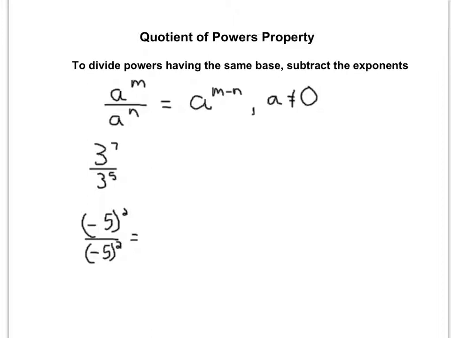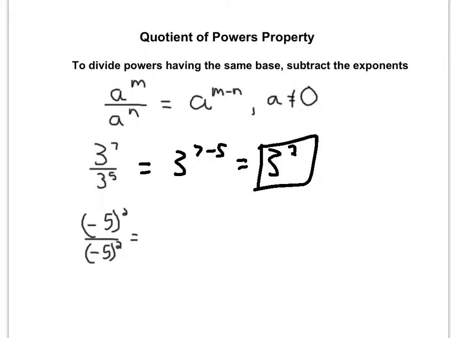Alright, so in this case, we've got 3 to the 7th divided by 3 to the 5th. We're going to keep the base and just subtract the exponents. So it's going to be 3 to the second power. Now if they told us to completely simplify it, then we would take that down to 9. If they just said to write it in exponential form, then we would leave it as 3 squared.